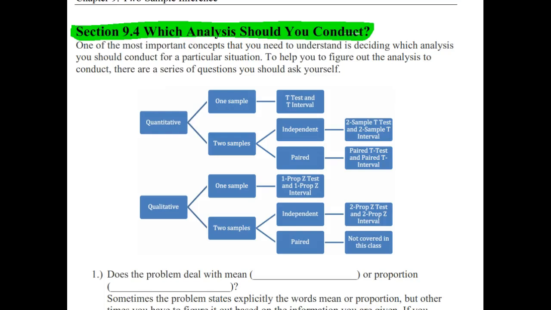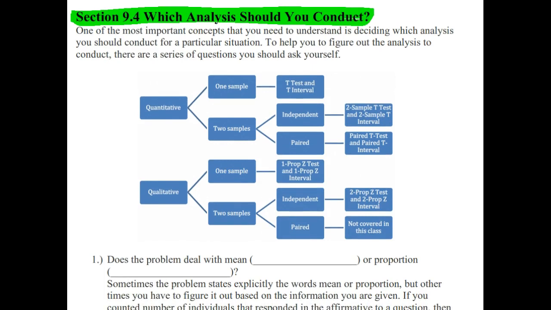So section 9.4. For this unit, we have had a lot of different tests and a lot of different intervals. One of the most important concepts that you need to understand is deciding which analysis you should conduct for a particular situation. To help you figure out the analysis to conduct, there are a series of questions you should ask yourself. The flow chart here pictures those in the order that you should think about them.